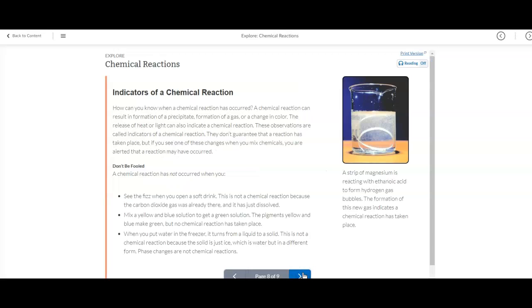So, indicators of a chemical reaction. How can you know when a chemical reaction has occurred? A chemical reaction can result in the formation of a precipitate, so we might see that. Formation of a gas: we usually see that if something bubbles, we know that it's releasing either hydrogen gas or oxygen gas, so that's a good, easy indicator. Or sometimes we see a change in color. The release of heat or light can also indicate a chemical reaction.